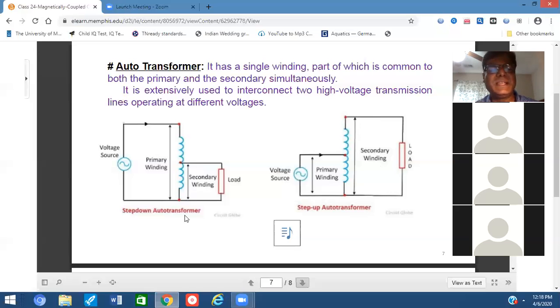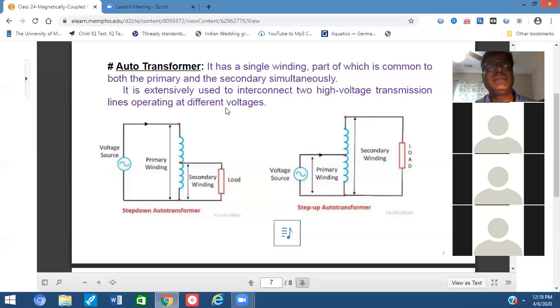Now, if you see the left side figure, it is a step down, because on the primary side I am using the full coil. Definitely, primary side voltage will be higher than the secondary side. That's why I have written step down auto transformer. On the other hand, on the right side, I have applied voltage to only a portion of the coil, so primary side voltage will be lower than the secondary, because the secondary is using the full coil with the whole number of turns. So accordingly, it is called the step up auto transformer.